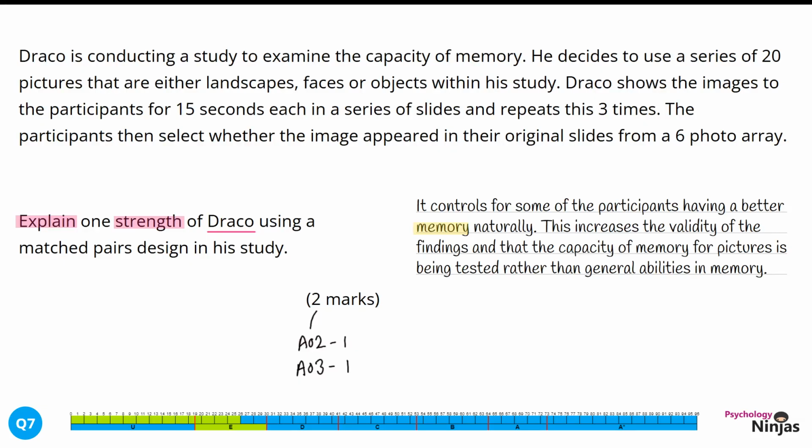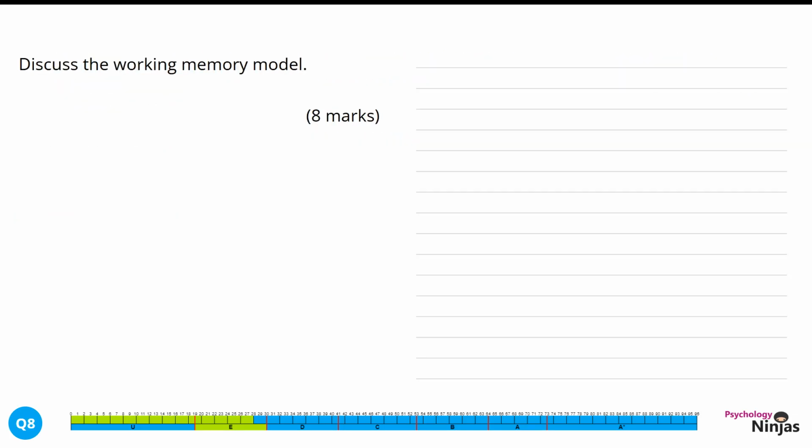This increases the validity of the findings, in that the capacity of the memory for pictures is being tested rather than general abilities in memory. We've justified this control by talking about it in terms of validity or accuracy for this study. By discussing the accuracy of pictures rather than memory generally, we're ensuring that our strength is justified for Draco's aim.